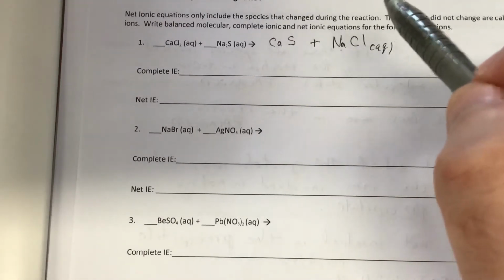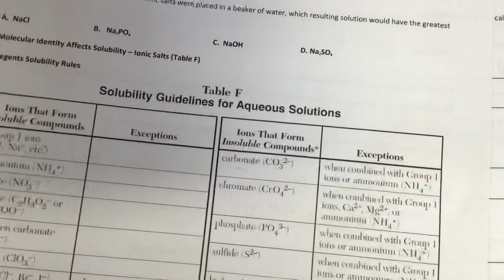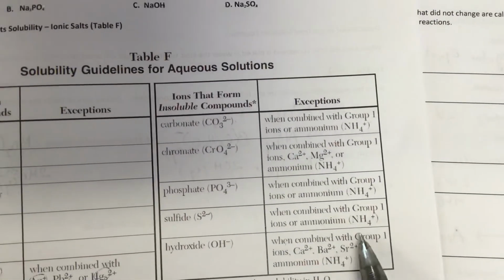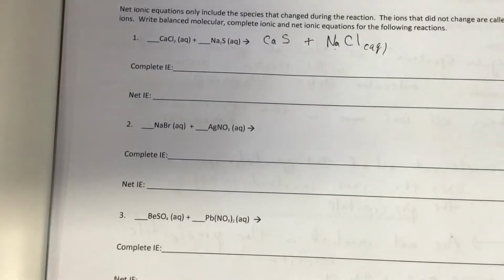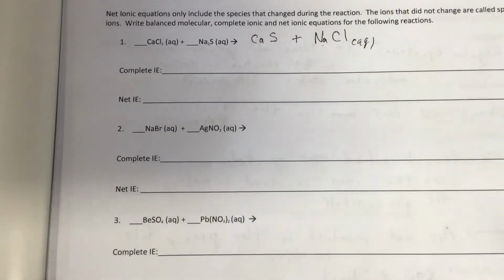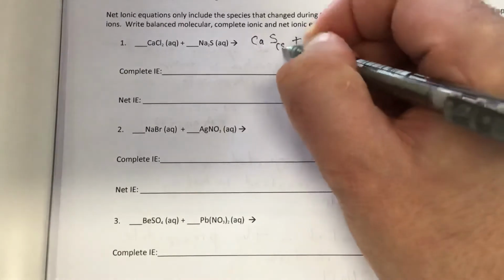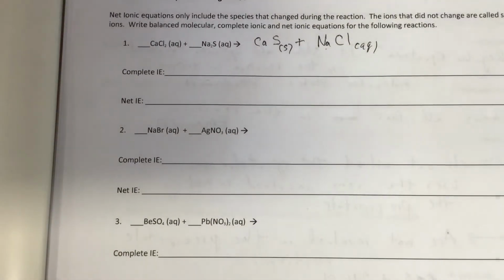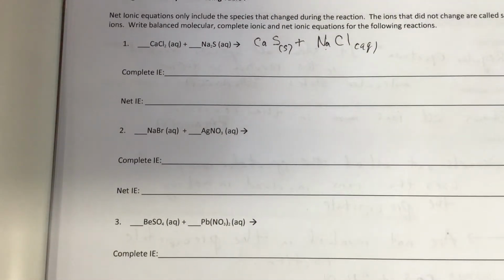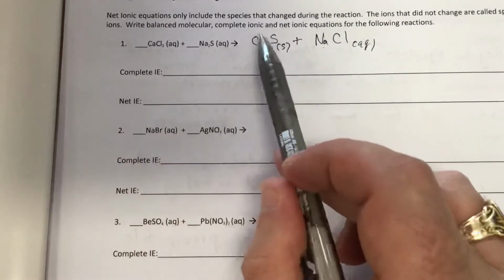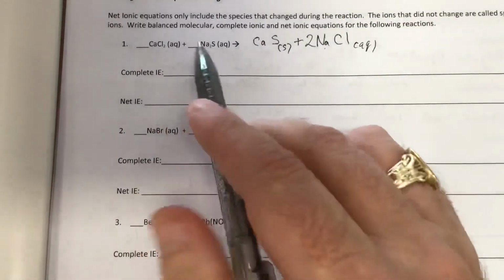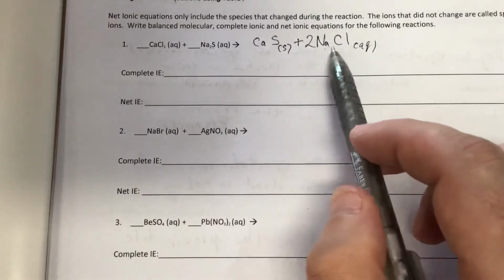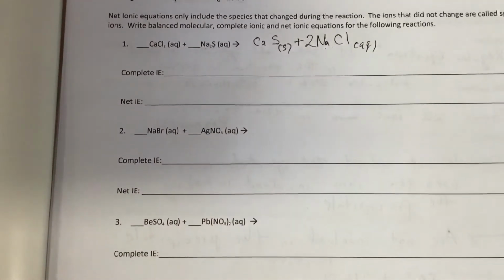Sulfides, as we remember, are generally insoluble, with the only exception being when it's combined with a group 1 metal or ammonium. Calcium is a group 2 metal, so it's not going to be soluble. That's going to form an S and make a solid precipitate. The next step we need to do is make sure that this is balanced. So we got 1 calcium, chlorine 2. It means we need to have 2 chlorine there. We've got 2 sodium there. 1 sulfide. That's fine.